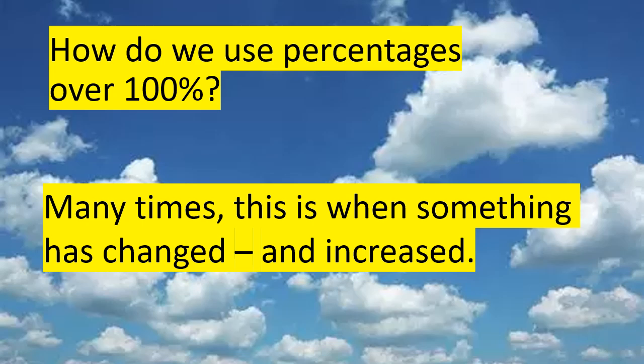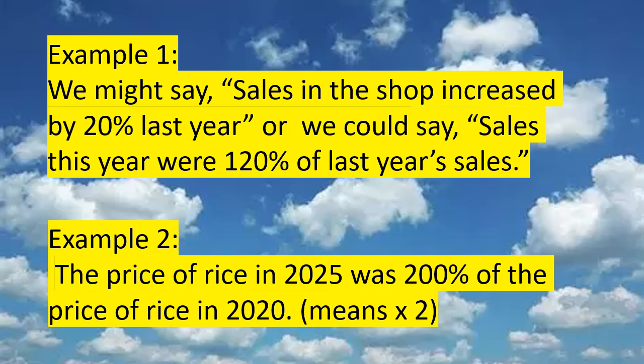Many times this is when something has changed, and especially when it's increased. So for example, we might say sales in the shop increased last year by 20%. Or we could say sales this year were 120% of last year's sales. They are up 20% compared with last year. Another example, the price of rice in 2025 was 200% of the price of rice in 2020. This means it was twice the price.